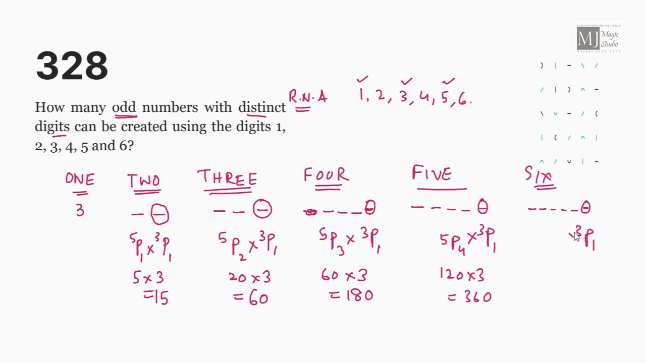3p1 for the last place and 5p5 for the first 5 places. 120 into 3, again 360. So the total number of odd numbers with distinct digits that can be created are 360 plus 360, 720 plus 80 and 100, 900, 960, 975, 978.